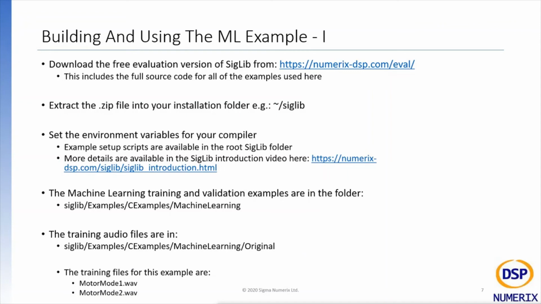Okay, so once you have the library installed, the machine learning examples shown here are located in the examples, C examples, machine learning folder, and the audio files that are used for the training are in the subfolder called original. For this example, there are 2 training files which are provided within SIGLIBE, motor mode 1 and motor mode 2. They're both linear wave files, again 16 kilohertz sample rate.